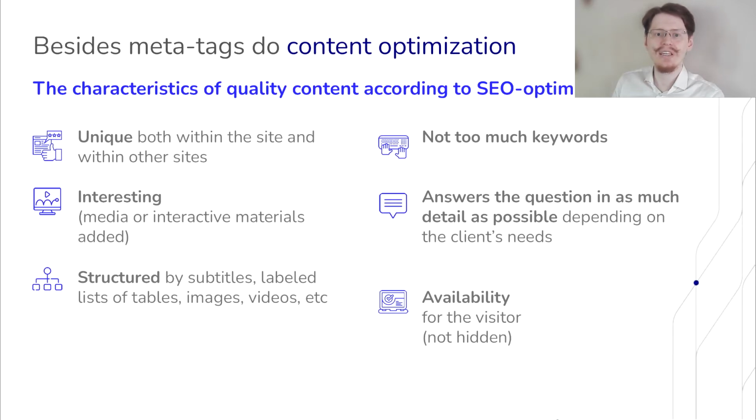Besides meta tags, what we can do here is general content optimization. What we and what SEO specialists think about content optimization. The content should be unique, both within the website and within the range of other websites of your competitors, for example. The content should be interesting, so feel free to add some media, interactive materials, pictures, and other. Those also may be used to structure the whole text with subtitles, labels, lists, tables, images, and videos.